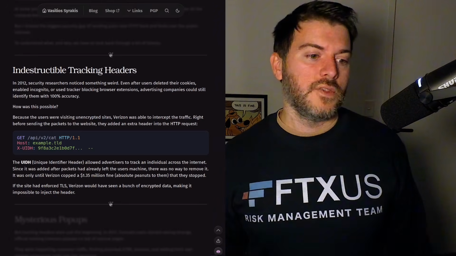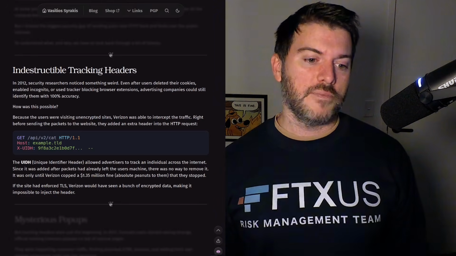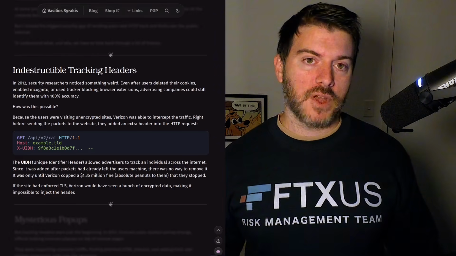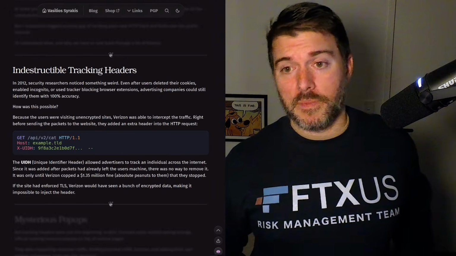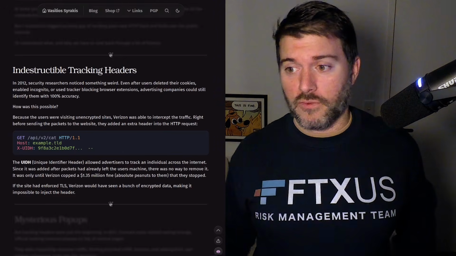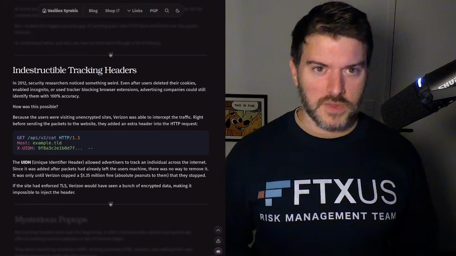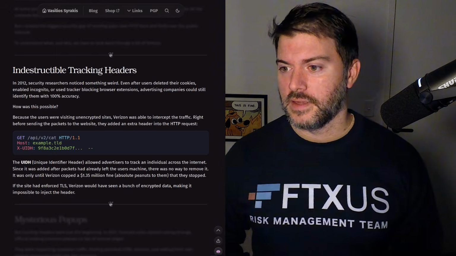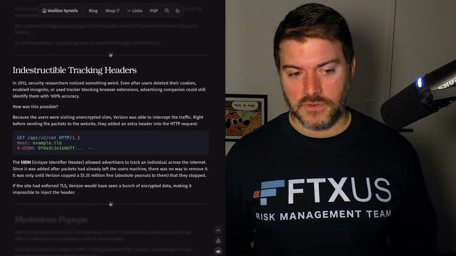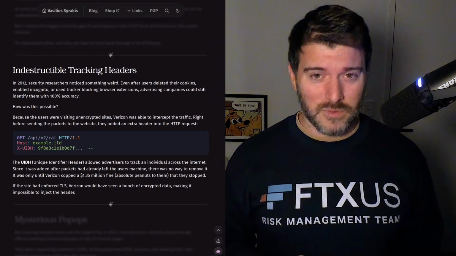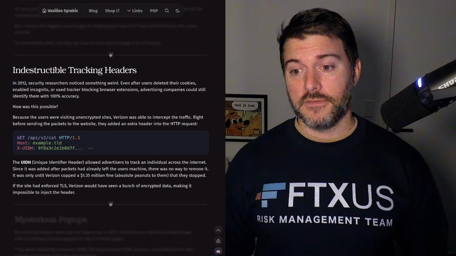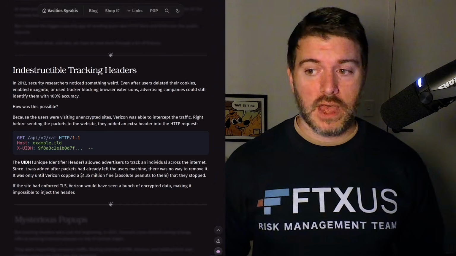XUIDH. This stands for Unique Identifier Header, and it was basically used by advertisers to track people across the internet. Pretty invasive. And the annoying part is that you could not remove it because it was being inserted after the packets had already left your machine. And Verizon only stopped this behavior after they copped a $1.35 million fine, which is absolute peanuts for them, by the way. But if this traffic was encrypted, they would not have been able to do that.